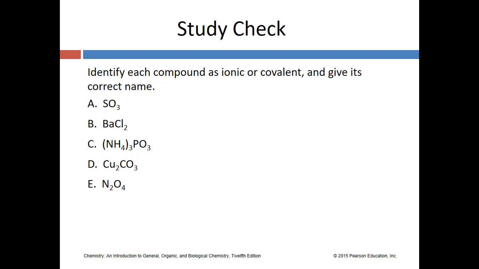So now we can kind of put it all together. If I have SO3, would I classify SO3 as ionic or covalent? Covalent. So I'm just going to abbreviate. This is covalent. What is its name? Well, I've got sulfur, and I've got 3 oxygens. So the name of the compound would be sulfur trioxide.